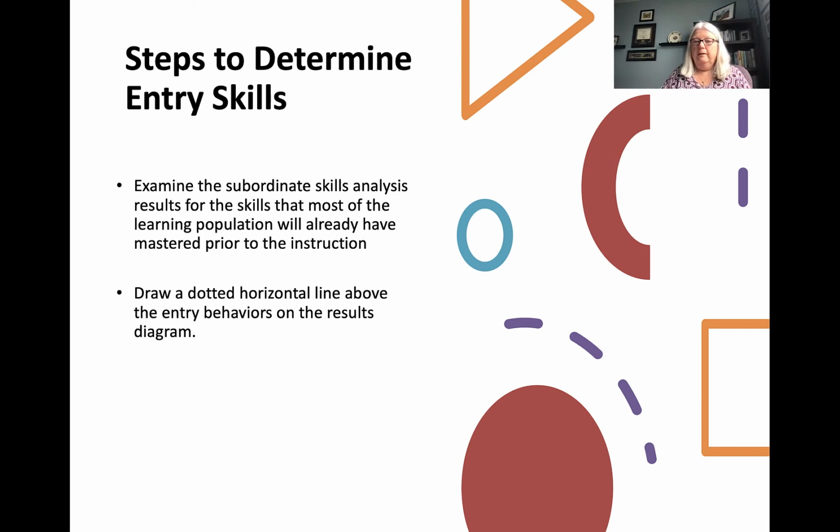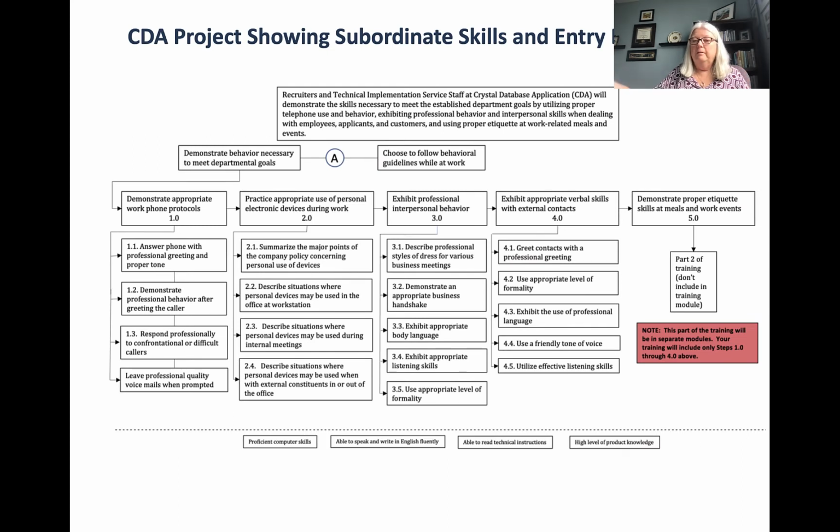So we examine the subordinate skills analysis results for the skills that most of our learning population will already have mastered. Then we draw a dotted line above the entry behaviors to indicate them on our diagram. So here's an example of that.